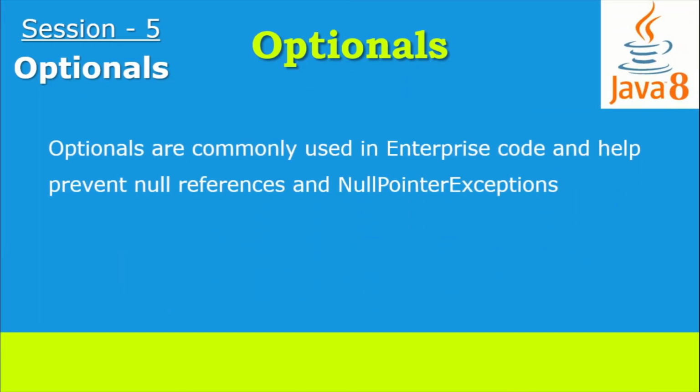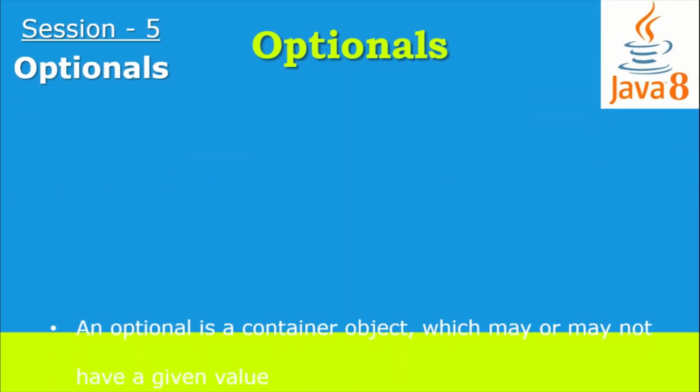Introduced in Java 8, optionals are commonly used in enterprise Java code. They provide a solution for representing certain values that may or may not exist, rather than polluting the code with null references. Whenever a piece of data might be null, it leaves room for a null pointer exception to occur. To prevent this, we use Java optionals.